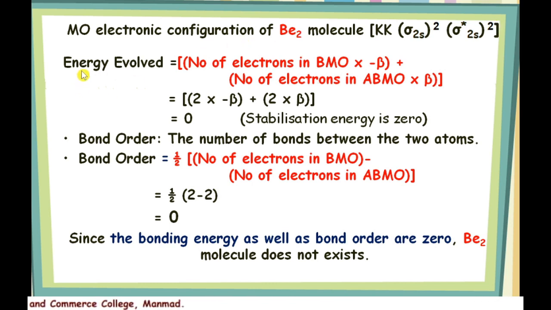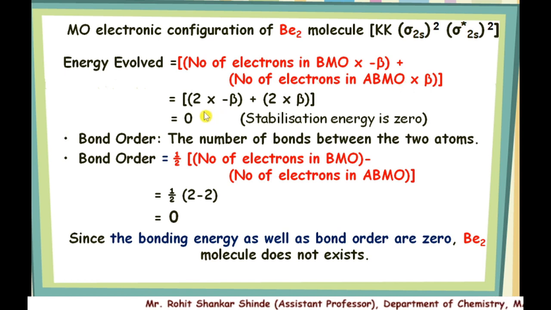Now, let us calculate the energy evolved. Energy evolved is equal to the number of electrons in BMO, that is 2, into minus beta, plus the number of electrons in ABMO, that is again 2, into plus beta. So minus beta into 2 plus 2 into beta, it becomes 0. Hence, the stabilization energy is 0.